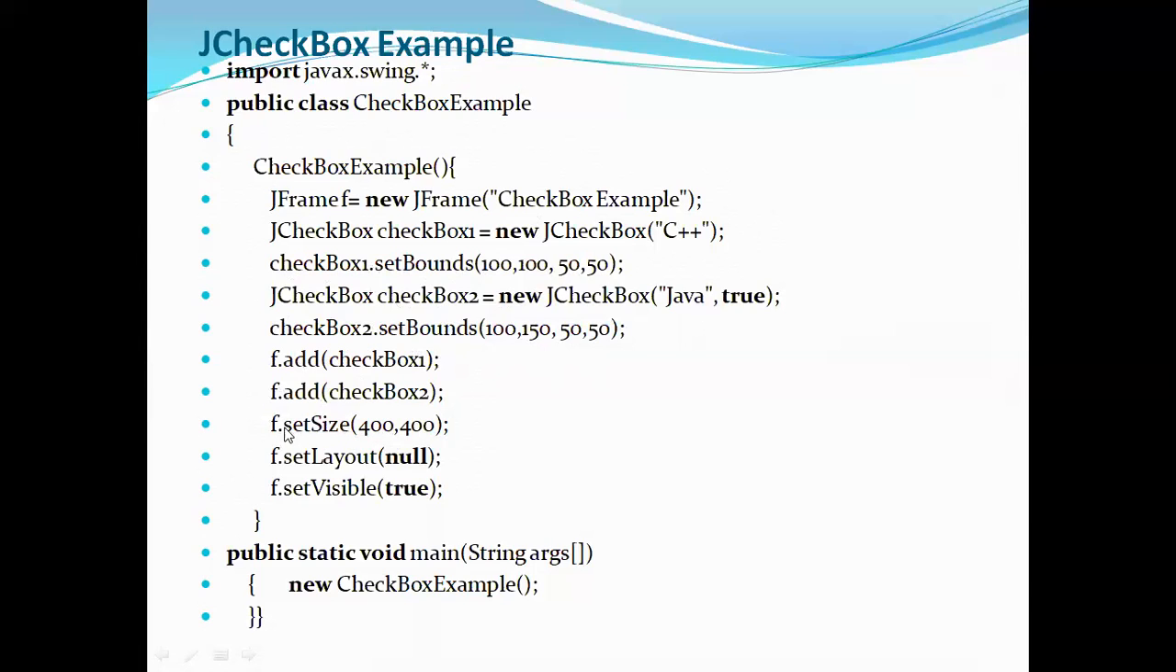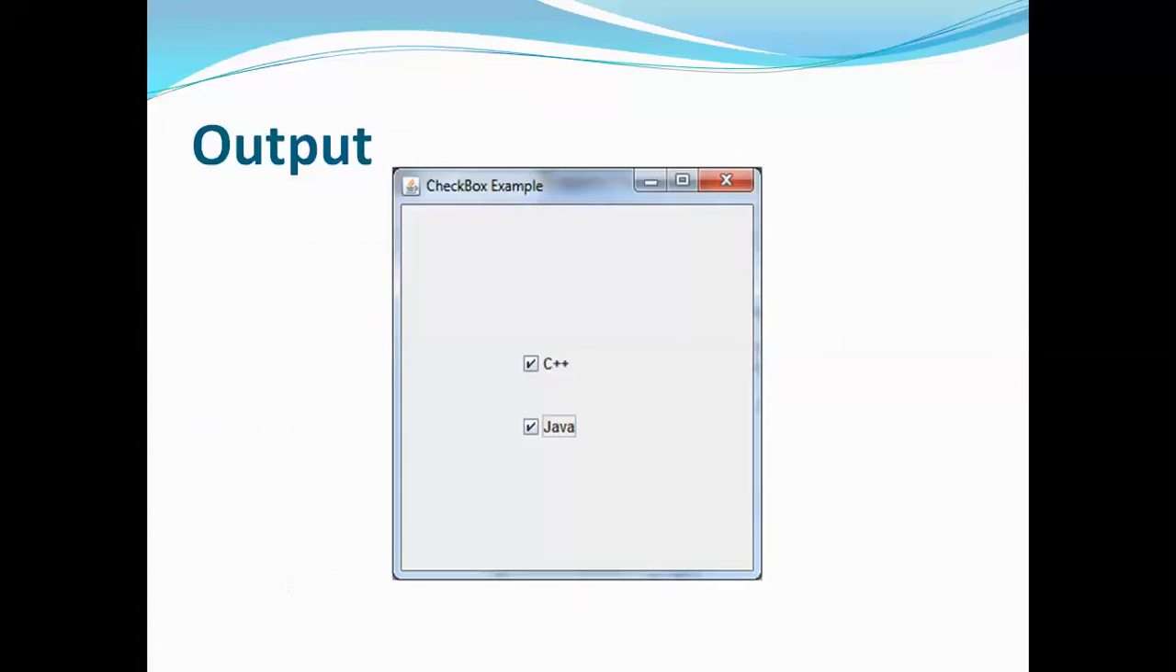And then I'm setting the size of the frame. And then I'm setting the layout, which is null, and setting the visibility. And I'm creating the object for my class. So by this, two checkboxes will be included in the program like this one. So this is about JCheckBox.